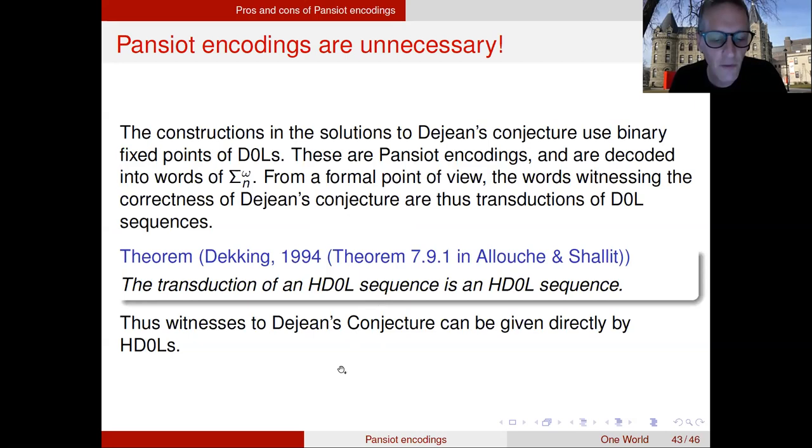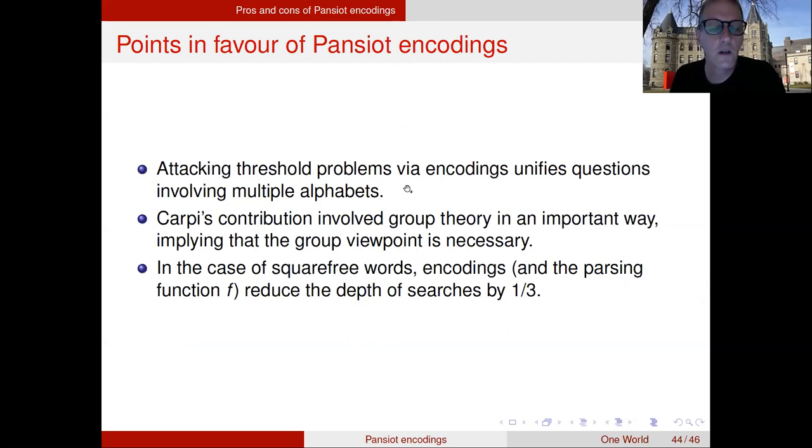So some points in favor of Pansiot encodings. When you attack threshold problems via encodings, you unify the thing and you're only working over a certain fixed alphabet instead of using multiple alphabets. In Carpi's contribution, the major contribution to solving Dejean's conjecture, he used group theory in an important way, which sort of implies the group viewpoint is necessary. And in the case of square-free words, these encodings and the parsing function f reduce the depth of searches by a third.